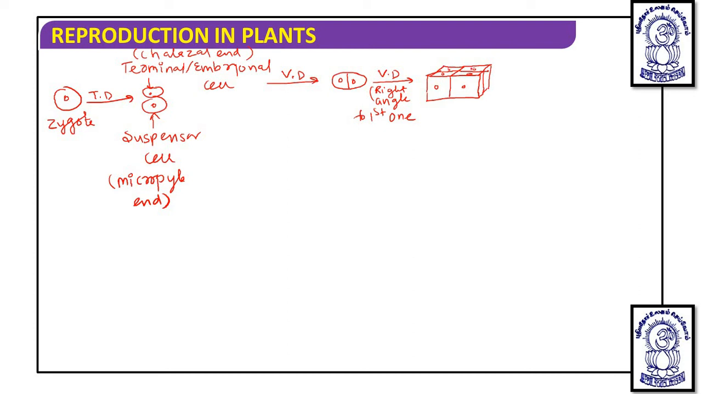At the end side you will find these two cells. So this is a two-celled stage. And this is a four-celled stage. Now after this four-celled stage, this undergoes division, that is a transverse division. And when transverse division occurs, you will see it this way.